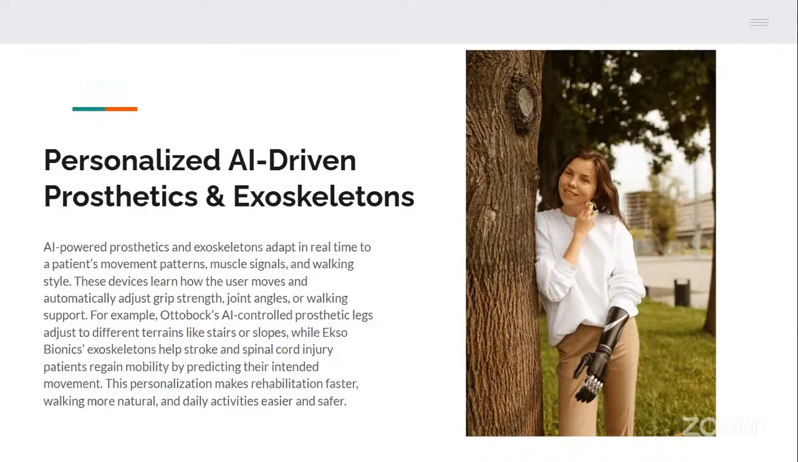Next there are exobionics, which is an exoskeleton that gives support for spinal cord injury. So patients regain their mobility by predicting their intended movement. Their personalization makes rehabilitation faster. So this will help the person to walk more naturally or use their hands more naturally. So daily activities are easier and safer. So what do you think of this kind of improvement of the AI?